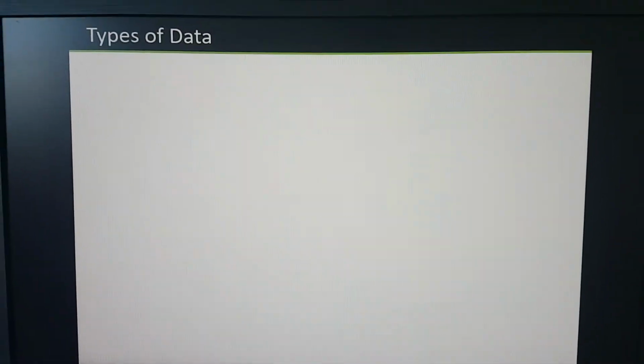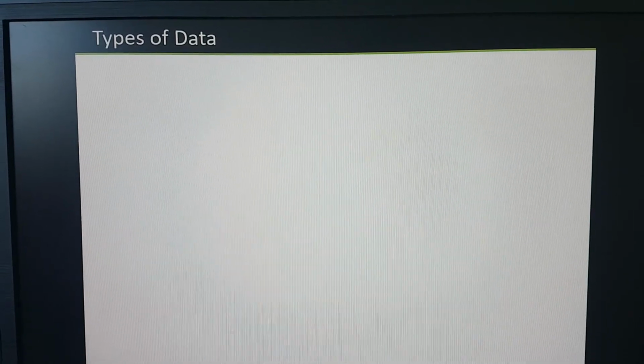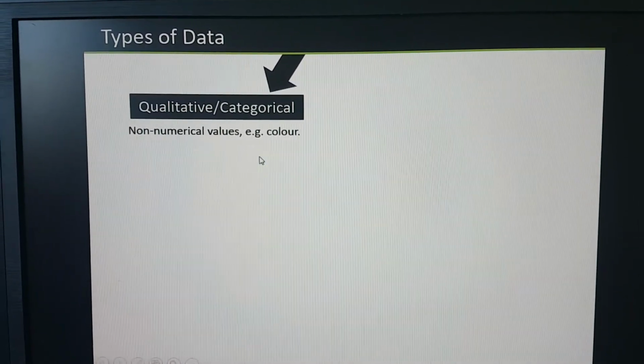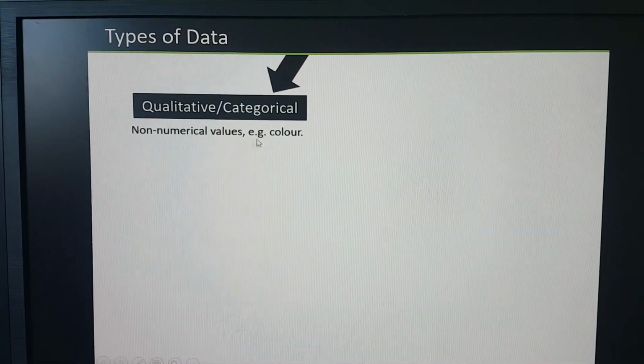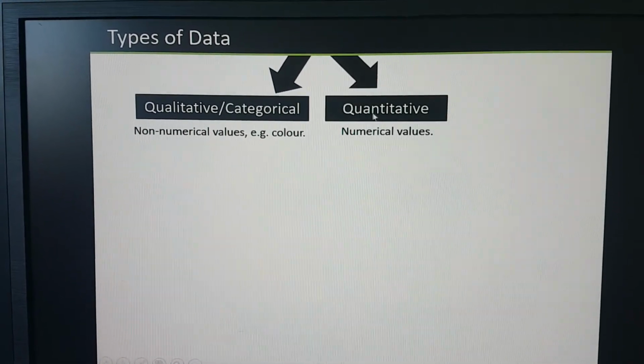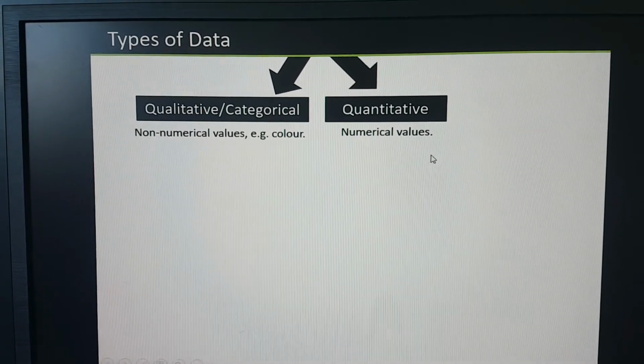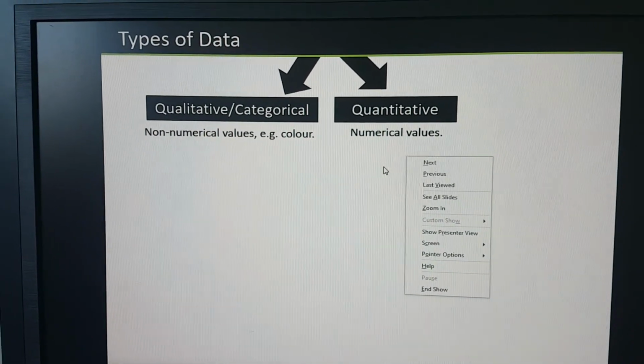Okay, we are going to move on to types of data. It's just very quick. There are qualitative or categorical, which are the non-numerical values, for example, colors and others, and quantitative, which is numerical values.